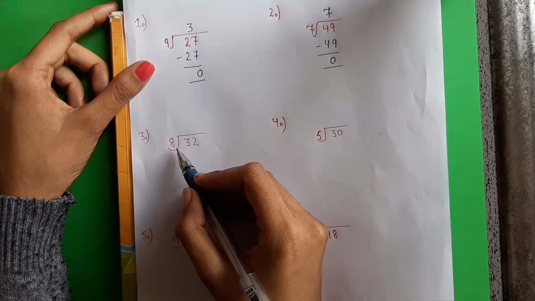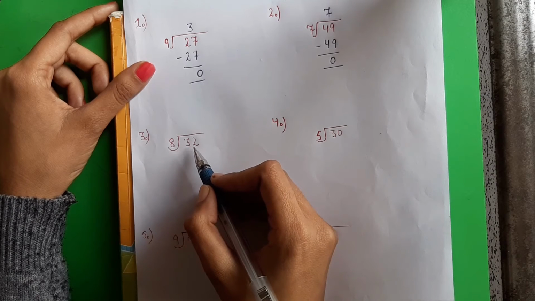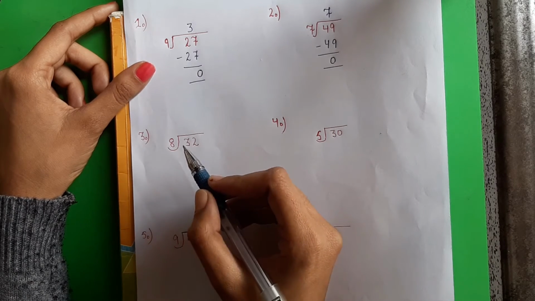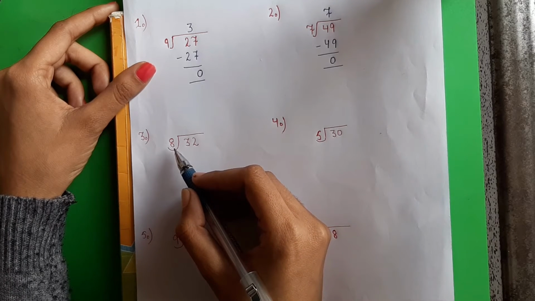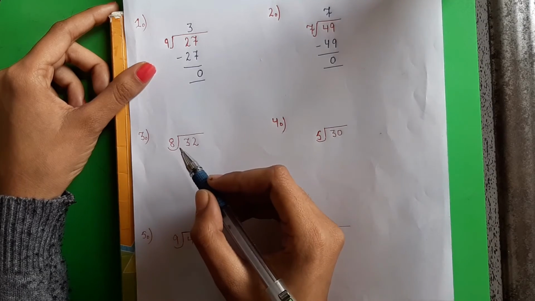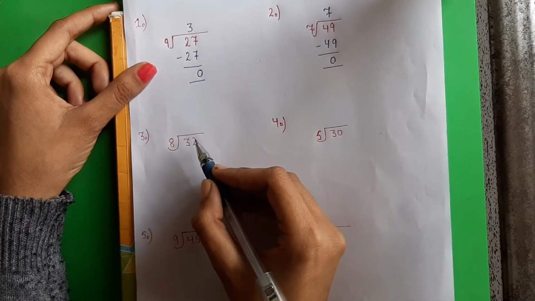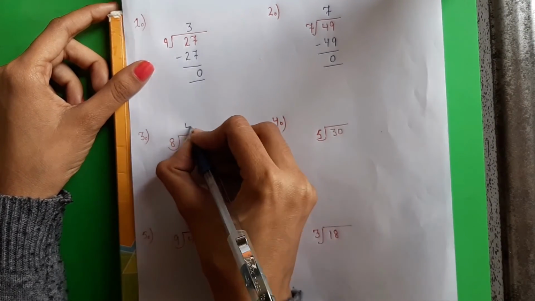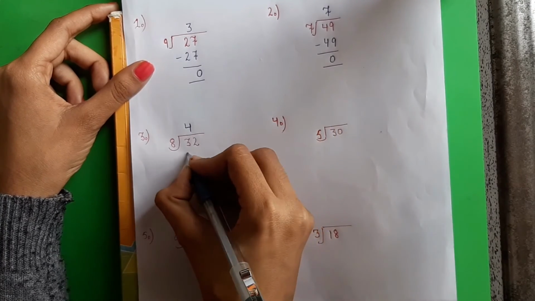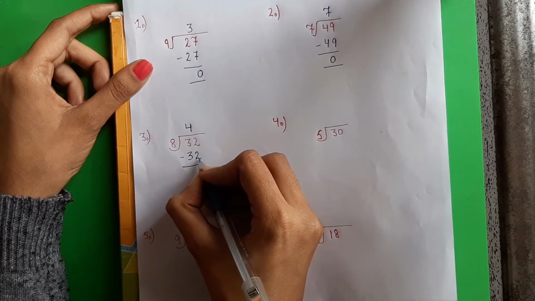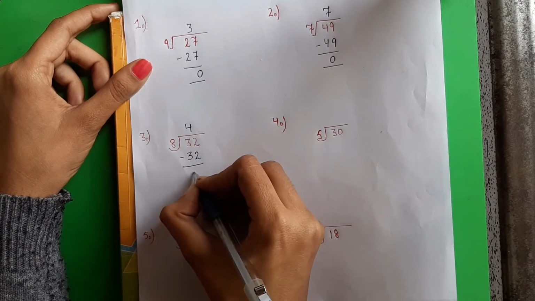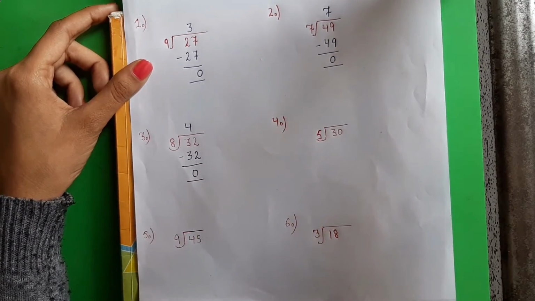8 1 the 8, 8 2 the 16, 8 3 the 24, 8 4 the 32. So 8 के टेबल पे 32 कहाँ पे आता है? 4 पे. So we will put 4 here and 32 here. Now we will subtract. 2 minus 2 is 0, 3 minus 3 is 0, so our answer is 0.